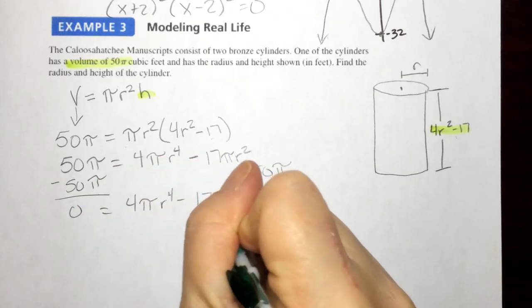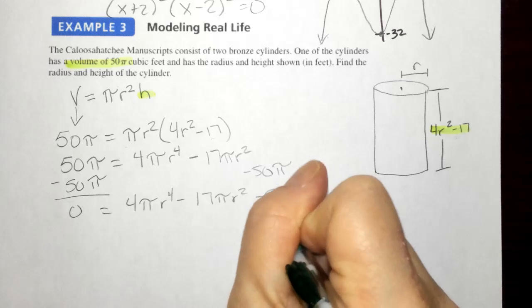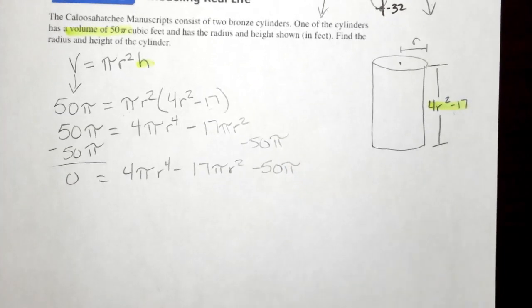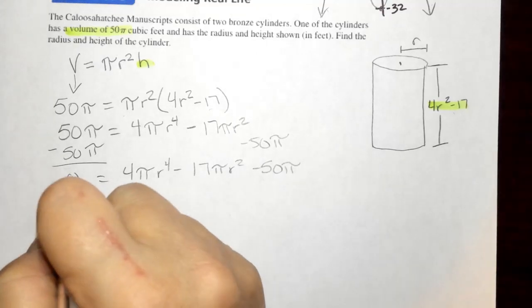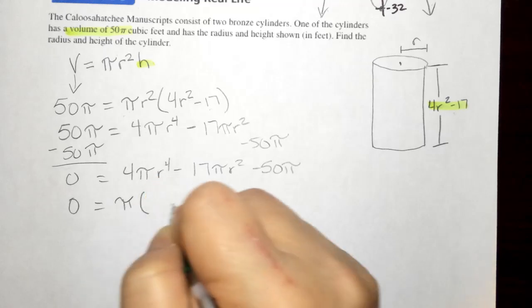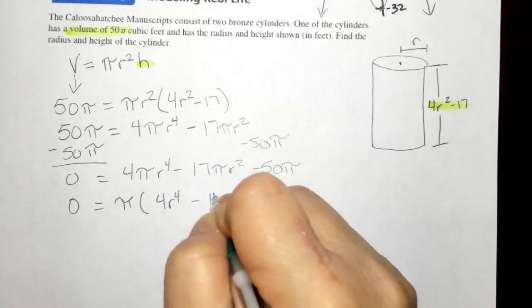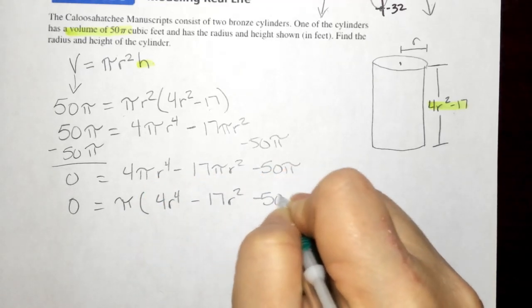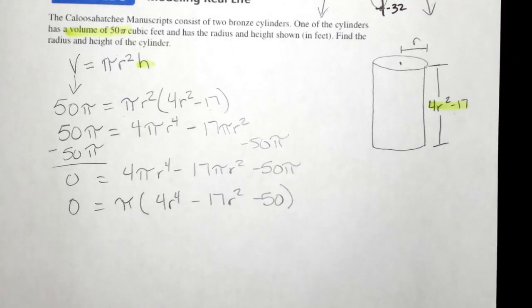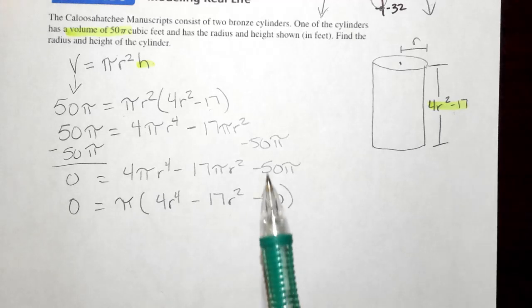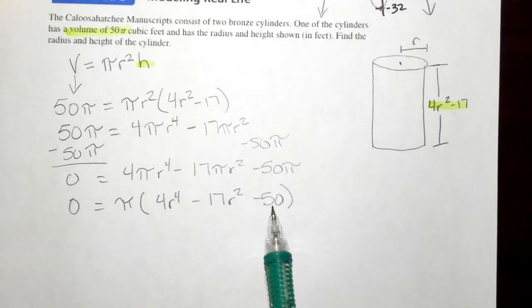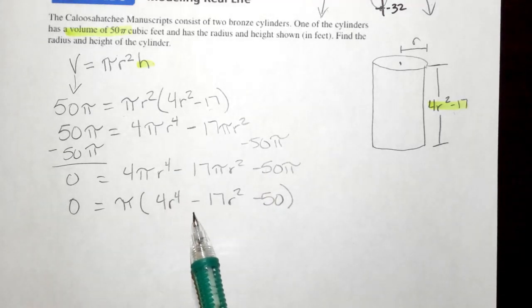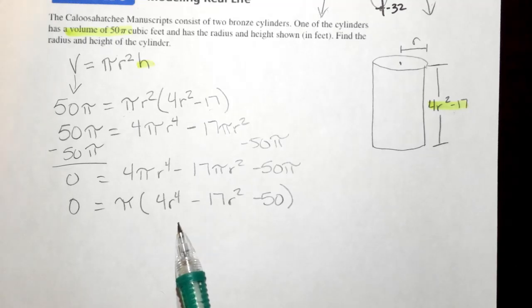All right, so now we have this. So now we're looking, do they all have something in common? Yes, they all have a pi. So we're going to factor out the pi. Now maybe this might look a little better for you. All right, so now we need two numbers that when you multiply them, you get negative 50. When you add them, you get negative 17.